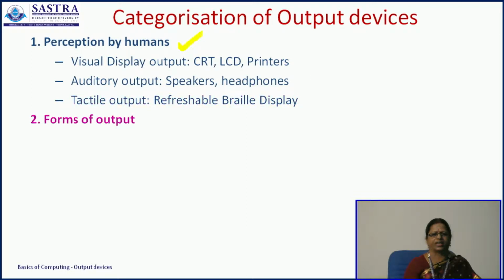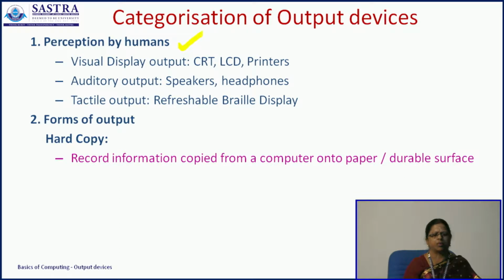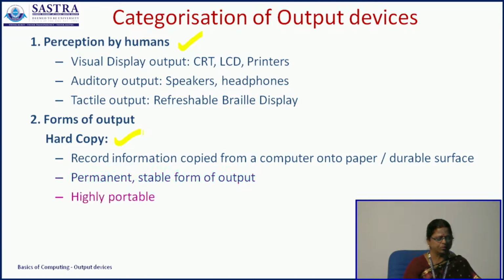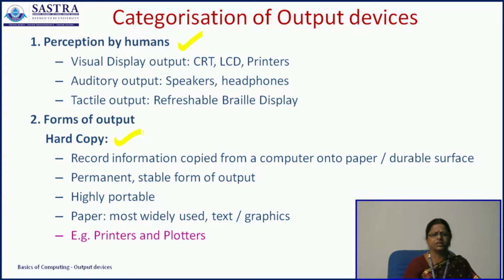The next form of categorization is with respect to the form of output, where we have a hard copy. So what is a hard copy? It is the recorded information copied from a computer onto paper or any durable surface. It is a permanent and stable form of output. It is highly portable. Paper is most widely used, wherein we can print text or graphics. Examples are the printers and the plotters.